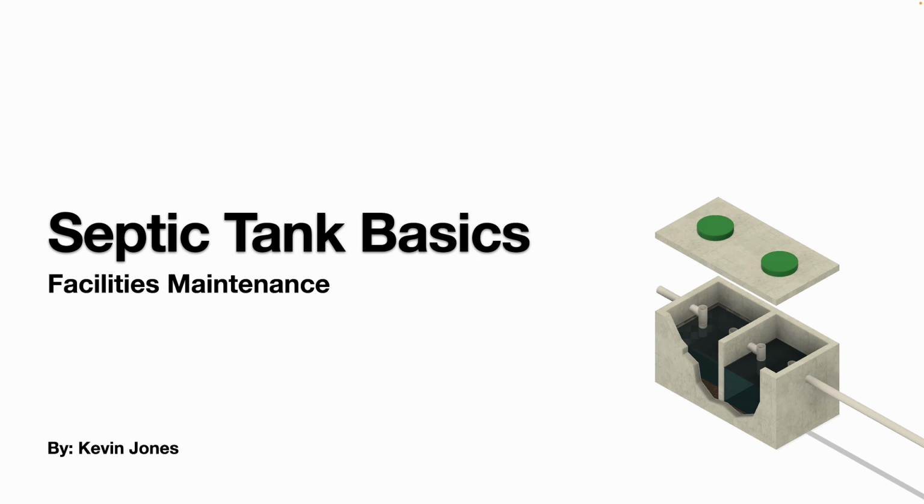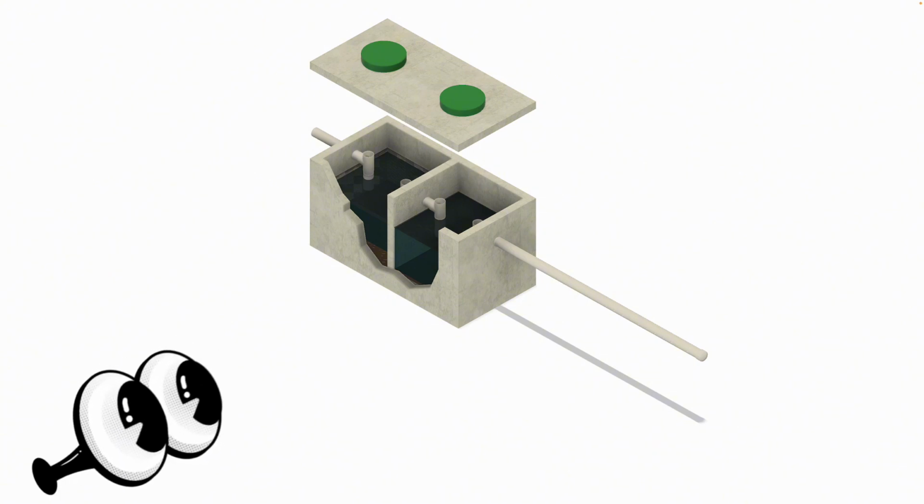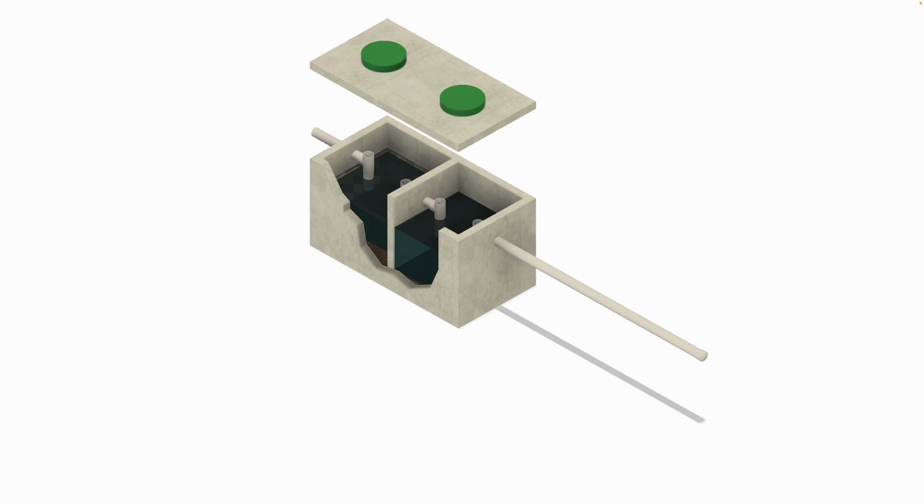Okay, today we are talking about septic tank basics. So here's sort of a general 3D model of a septic tank. Septic tanks come in different sizes, and they're usually sized depending on the calculated usage of the structure. So for example, a 2-bedroom house with 1 bathroom is going to have a smaller septic tank compared to a 10-bedroom house with 5 bathrooms.